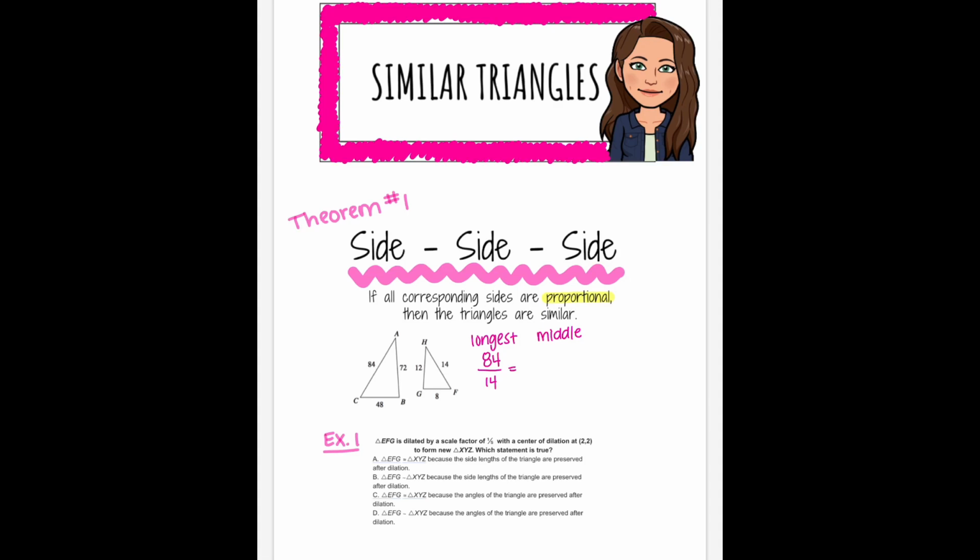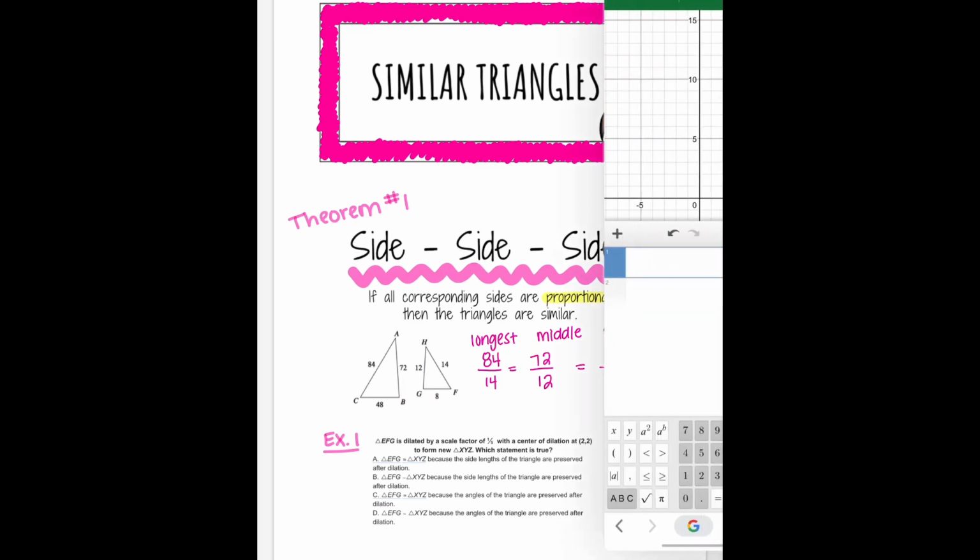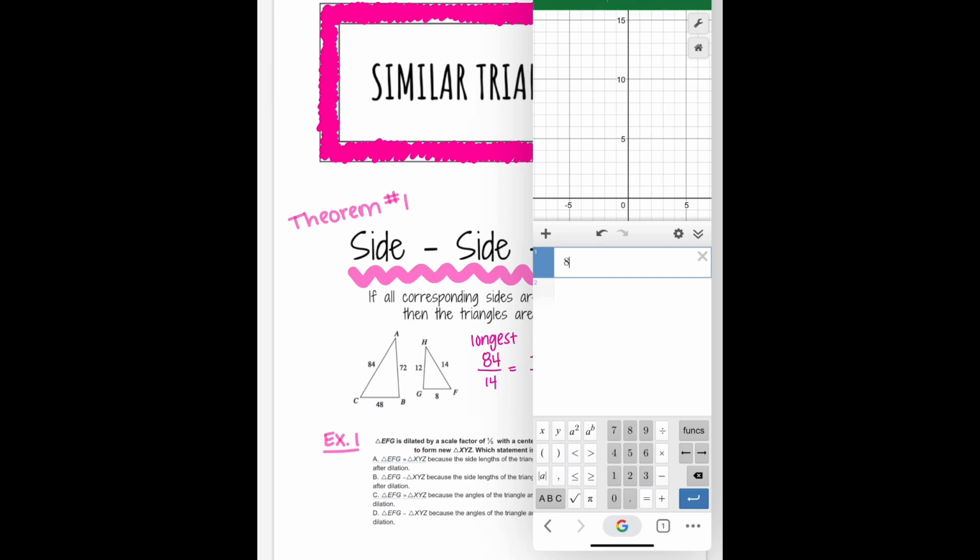And we'll see if that's equal to the second longest or the middle length of each triangle. So the middle length for each triangle is, for the first one, 72. And for the second triangle, that would be 12. And finally, the shortest side of each triangle, if they are the same proportion, then these two triangles would be similar. So the left triangle, the shortest side is 48. The triangle on the right, the shortest one is 8.